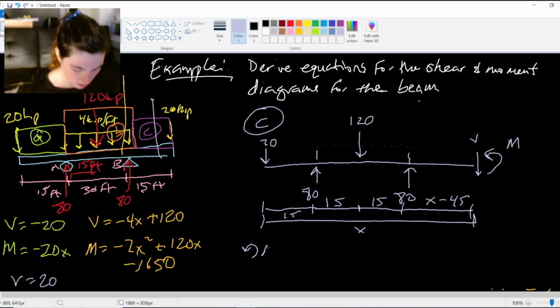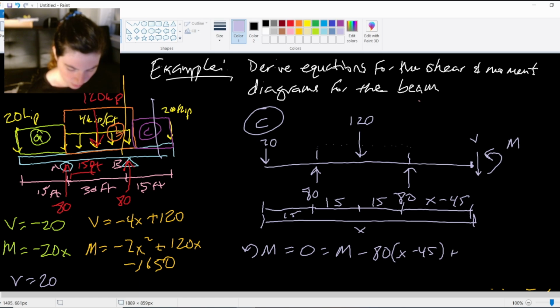Take a moment about the cut. We've got our far right end here. Take a moment about that cut, which includes the internal moment: minus 80 times x minus 45, plus 120 times 15 plus x minus 45.